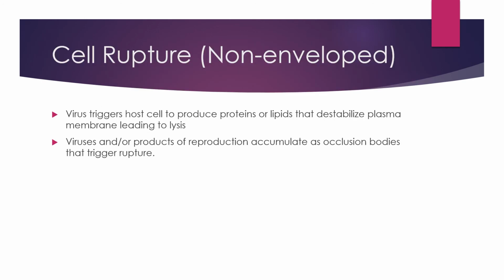Usually, cell rupture happens when the virus triggers the host cell to produce some proteins or enzymes that destabilize the plasma membrane, and that causes lysis. Or sometimes it's just the proteins that the virus makes during its replication cycle that are actually toxic to the cell, and they accumulate as occlusion bodies, or they actually trigger the cell to self-destruct.